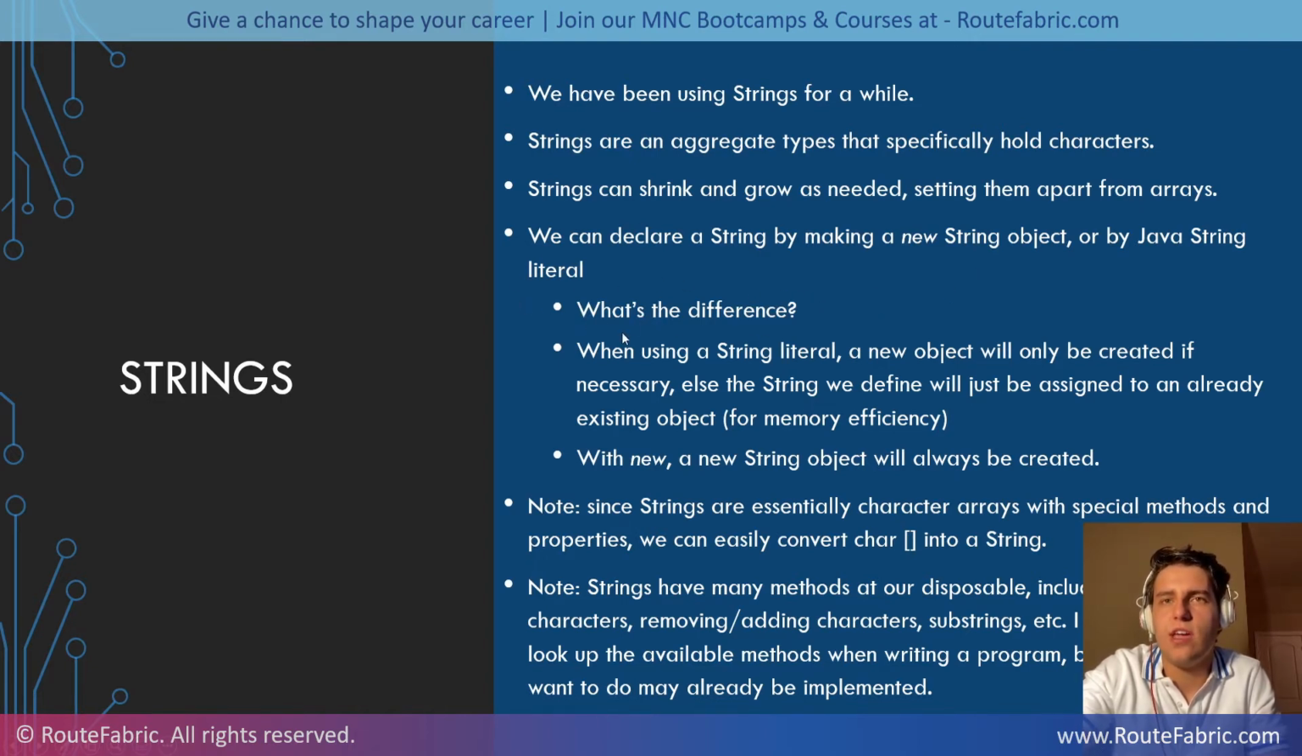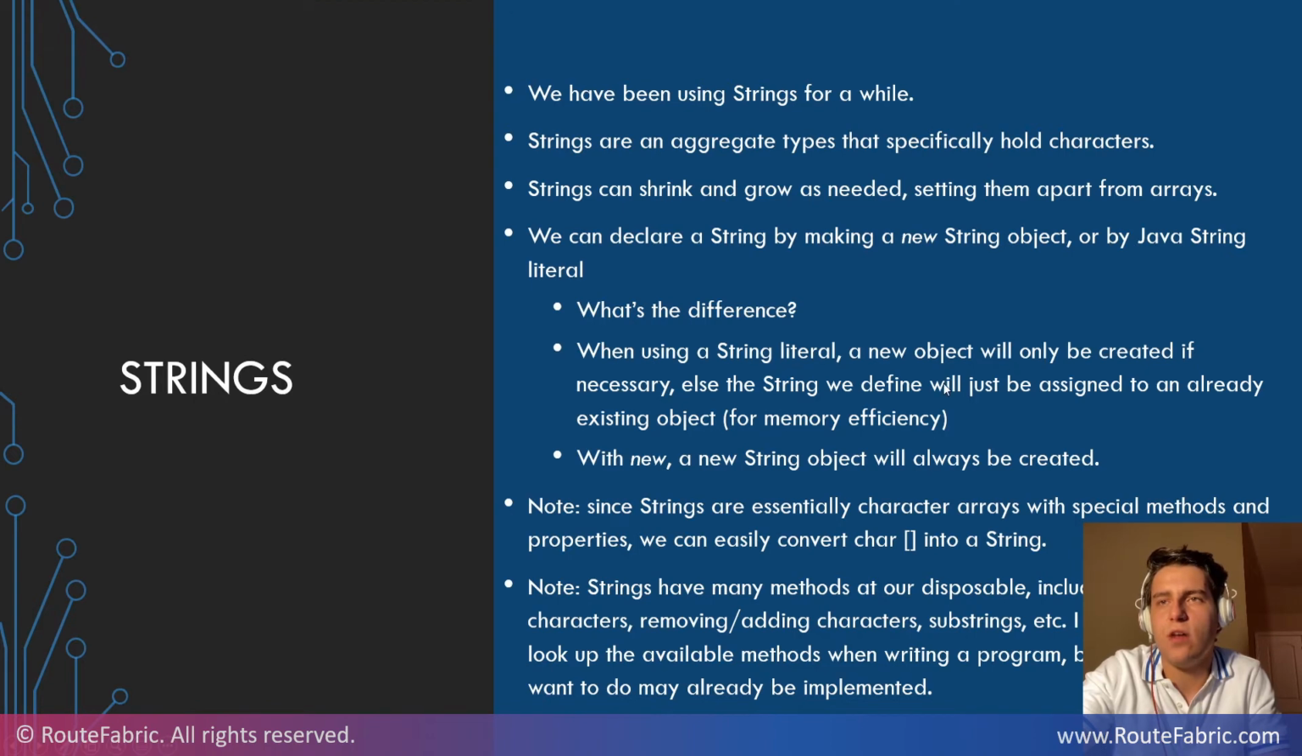So when we're using a Java string literal, a new object will only be created if necessary. Otherwise, the string we define will just be assigned to an already existing object. So this is done for memory efficiency. So basically, we do this when we say something like string name equals "Lucas". So this would be a Java string literal because we're not creating a new string object necessarily. The JVM could decide to make a string object, but we're just saying literally create a string and then put it wherever it needs to be put. So we're letting that be decided up to the JVM.